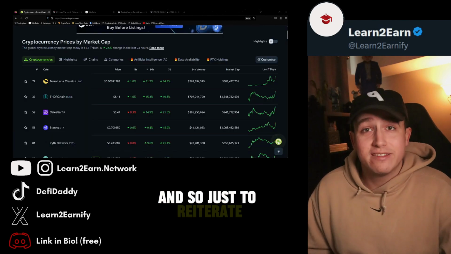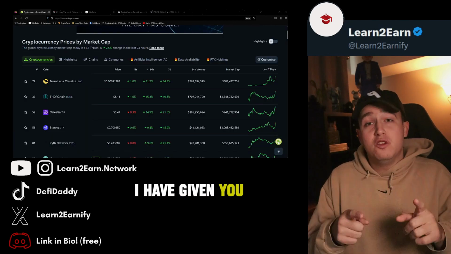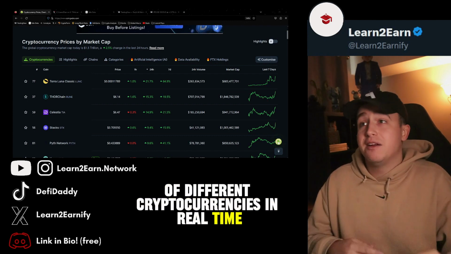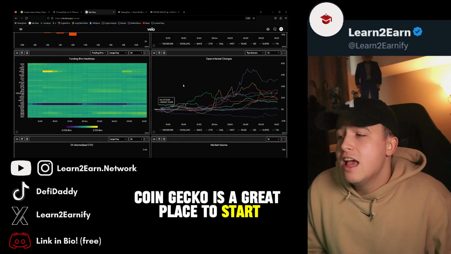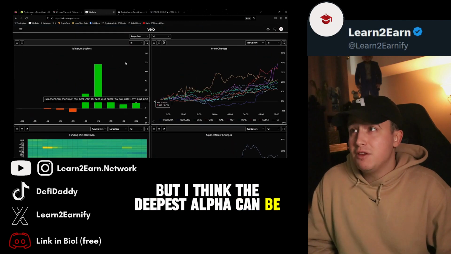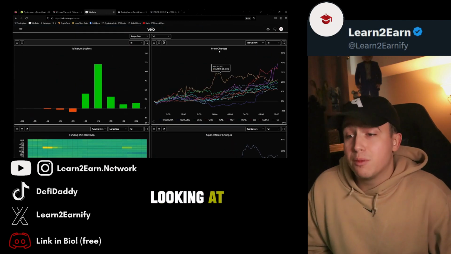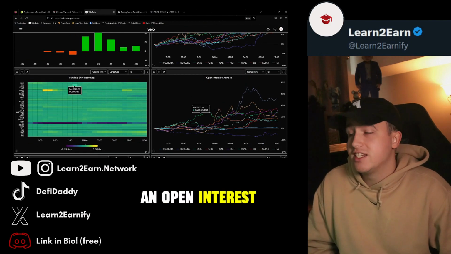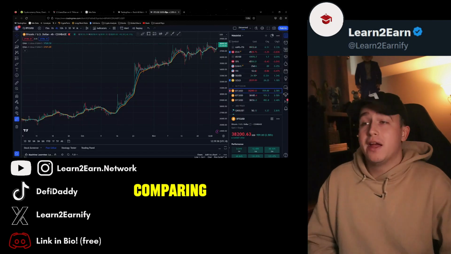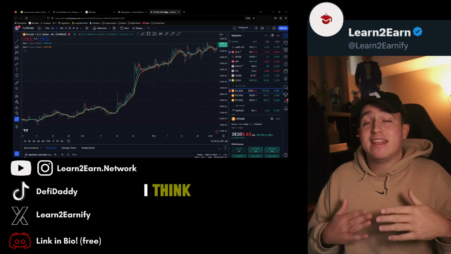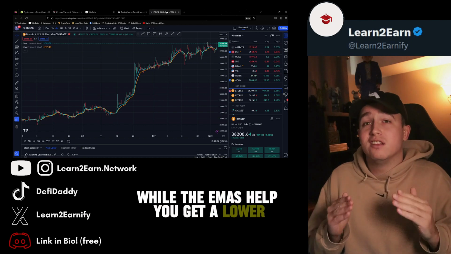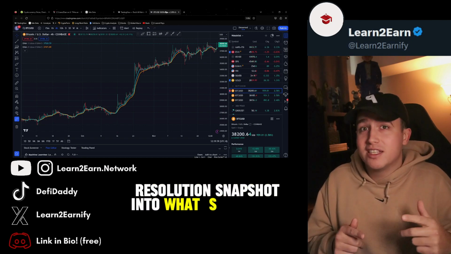And so just to reiterate so I'm crystal clear, I have given you guys the toolkit to identify strength of different cryptocurrencies in real time. Coingecko is a great place to start, but I think the deepest alpha can be found on VOD Data, looking at price changes, the biggest gainers over the last day, changes in open interest, and the funding heat map. Comparing to Bitcoin as the reference asset, I think, is the gold standard for identifying strength and weakness, while the EMAs help you get a lower resolution snapshot into what's actually happening.